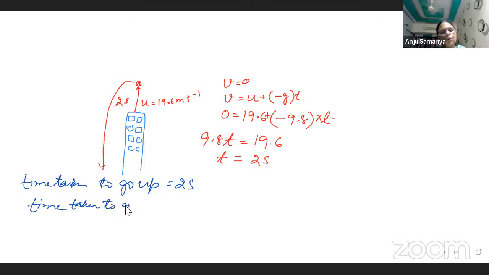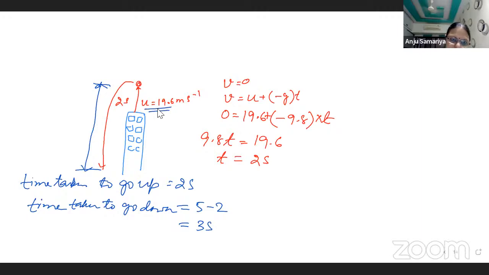Time taken to go down is 5 minus 2, 3 seconds. And this 3 seconds is the total time coming down. Are you understanding my point? From up to down. So first you can also find out the height up to which it goes.